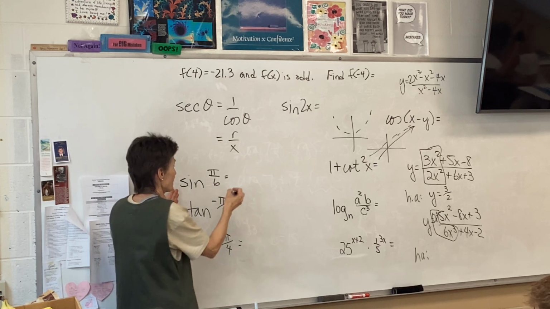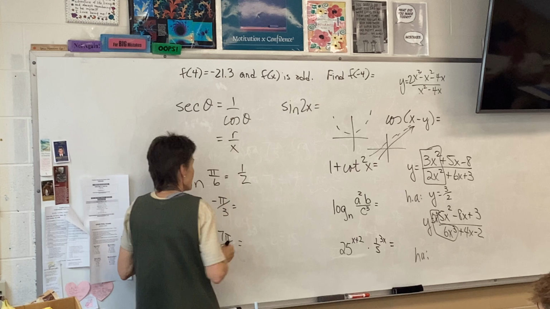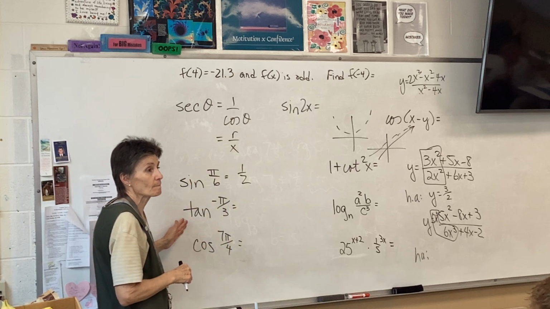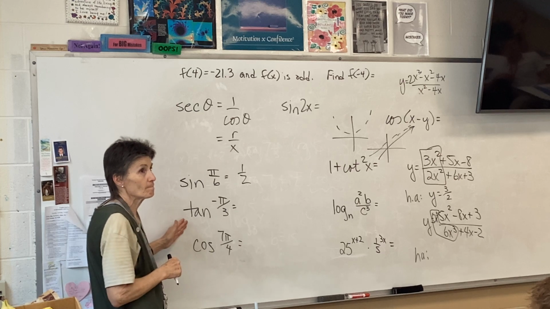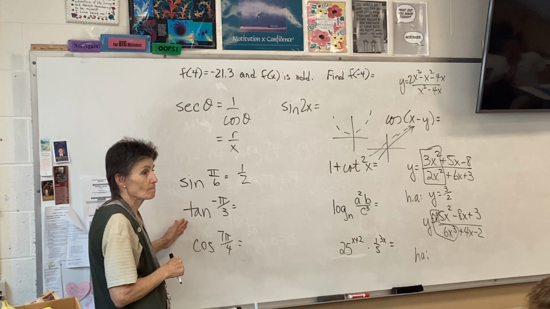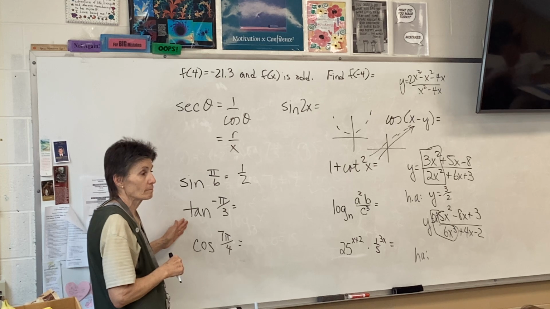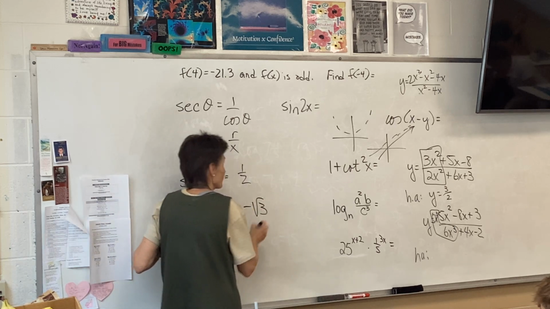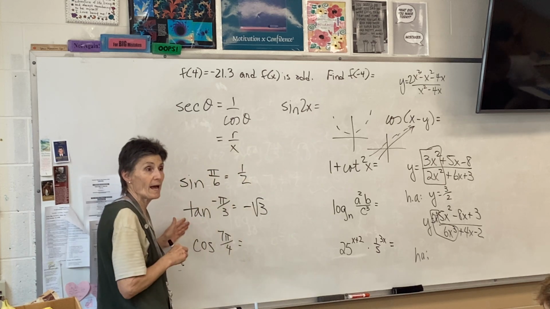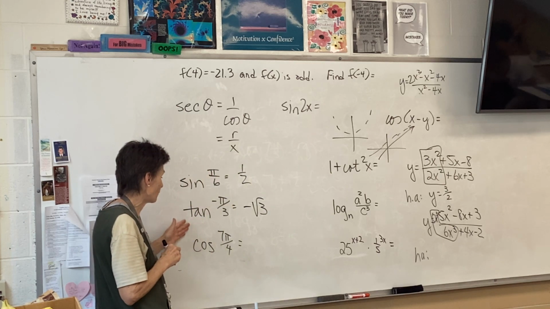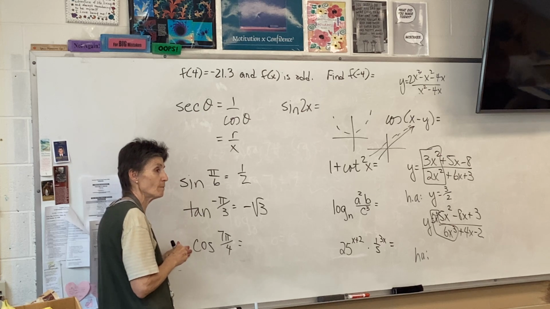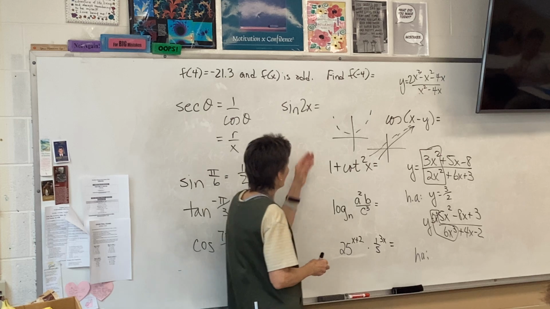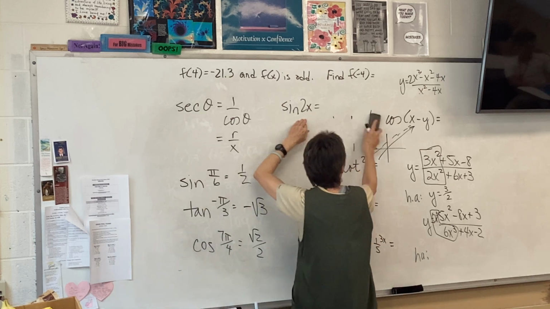What's the sine of pi over 6? 1/2. Tangent of negative pi over 3. Negative root 3. Because it's root 3 over 2 over 1/2, so it's root 3. Negative, in quadrant 4. Cosine of 7 pi over 4. Positive root 2 over 2. Very, very good.